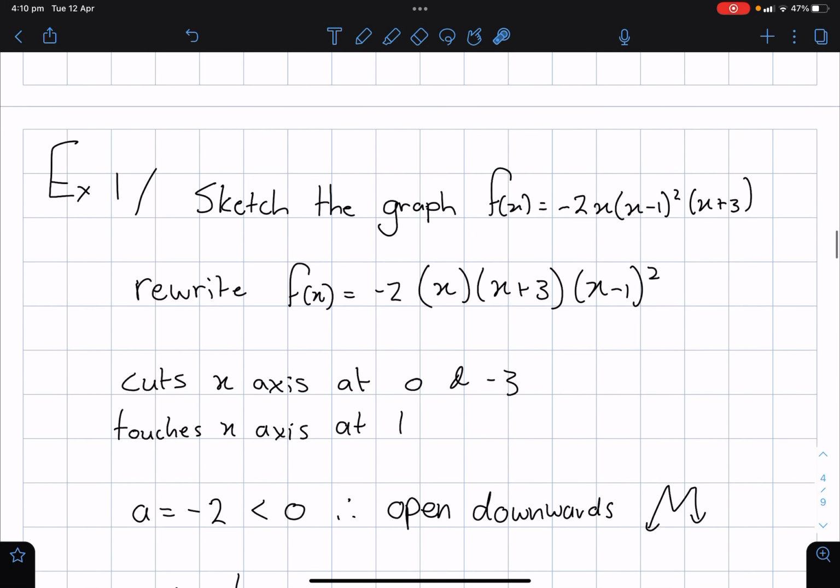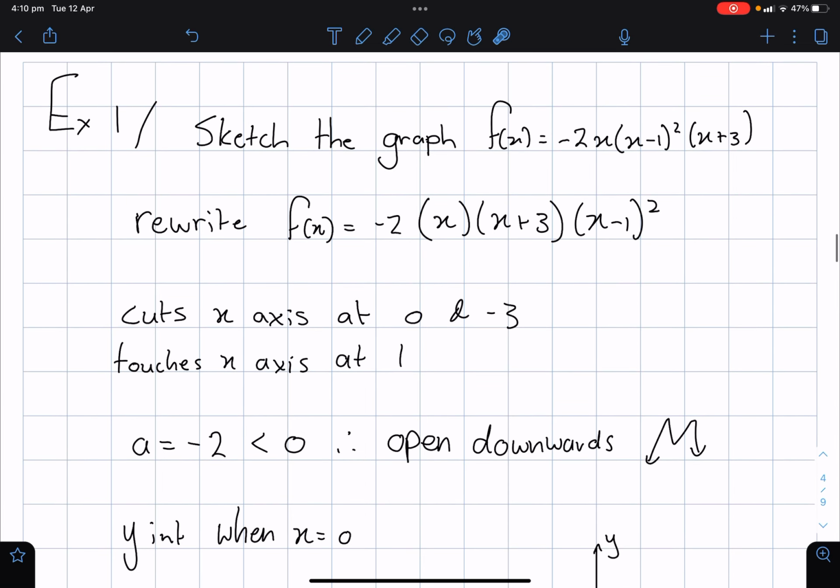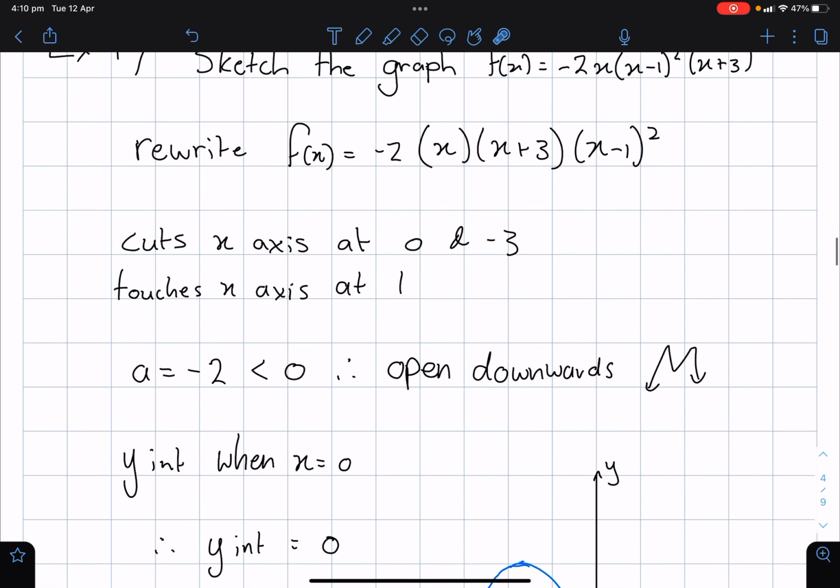And then we look at our a value. So a is −2, which is less than 0. So we know that our function will open downwards. The last thing we need is our y-intercept. So y-intercept when x equals 0. So therefore our y-intercept is 0 in this case.